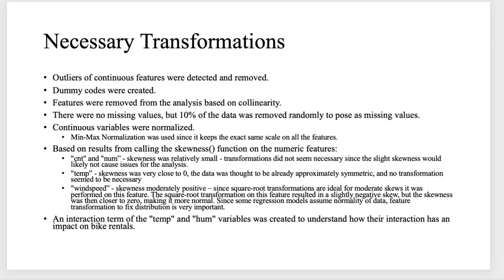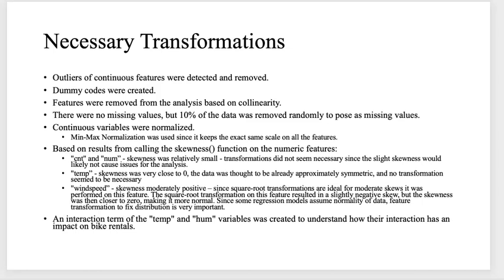The transformations that were done on the data set were outlier removal. Dummy codes were created because that was necessary for the regression models. Features were removed from the analysis based on collinearity that was found. There were no missing values, but 10% of the data was removed to randomly pose as missing values. The continuous variables were normalized, and I used min-max normalization for this because min-max normalization keeps the values on the same exact scale for all the features.